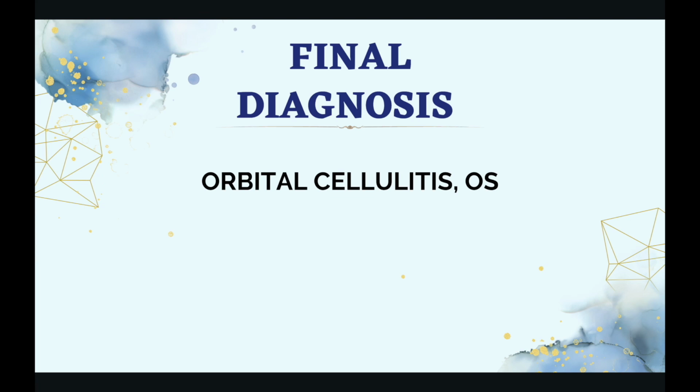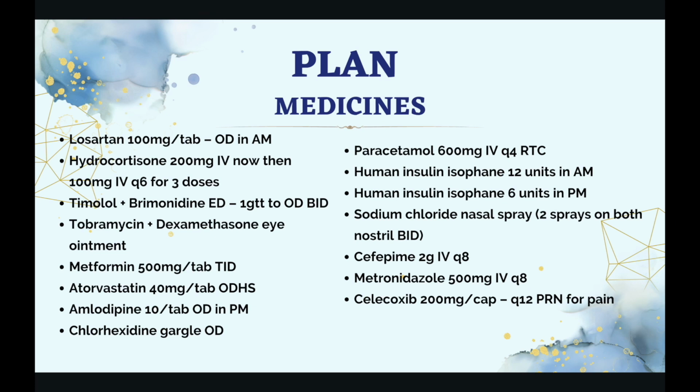Having noted the clinical signs and symptoms together with the result of the CT scan, our final diagnosis is orbital cellulitis, left eye. The plan of medications for our patient are as follows. The patient is noted for the following: losartan, hydrocortisone, timolol, tobramycin plus dexamethasone eye ointment, metformin, atorvastatin, amlodipine, chlorhexidine, paracetamol, human insulin isophane, 12 and 6 units for that, sodium chloride nasal spray, cefepime, metronidazole, and celecoxib.